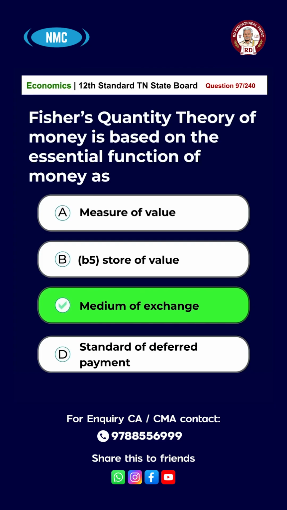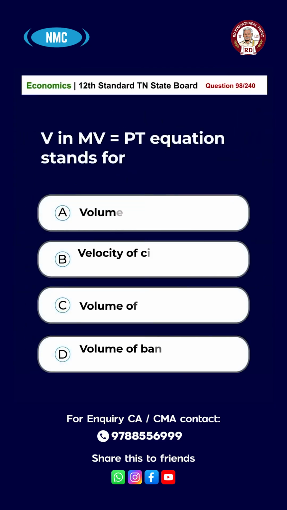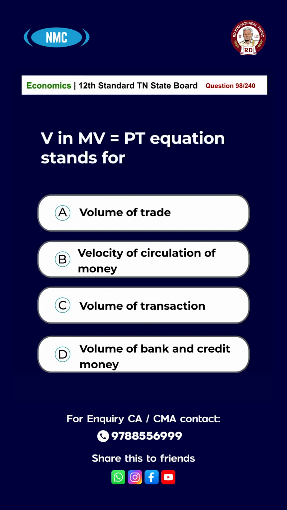Question number 98. V in the MV equals PT equation stands for A, volume of trade, B, velocity of circulation of money, C, volume of transaction, D, volume of bank and credit money. The answer is velocity of circulation of money, option B.